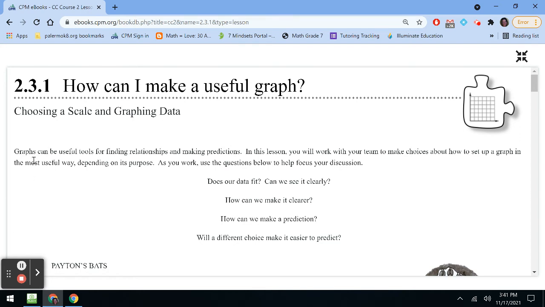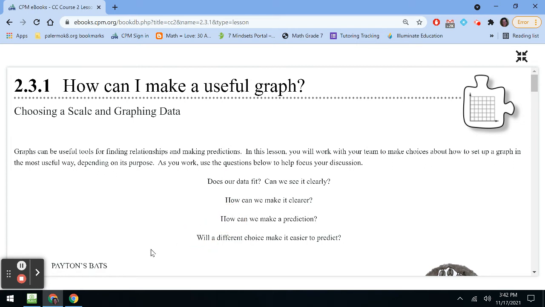So it says right here, graphs can be useful tools for finding relationships and making predictions. In this lesson, you're going to work with your team to make choices about how to set up a graph in the most useful way, depending upon its purpose. As you work, use the questions below to help focus your discussion. So it has right here, does our data fit? Can we see it clearly? How can we make it clearer? How can we make a prediction? And will a different choice make it easier to predict?